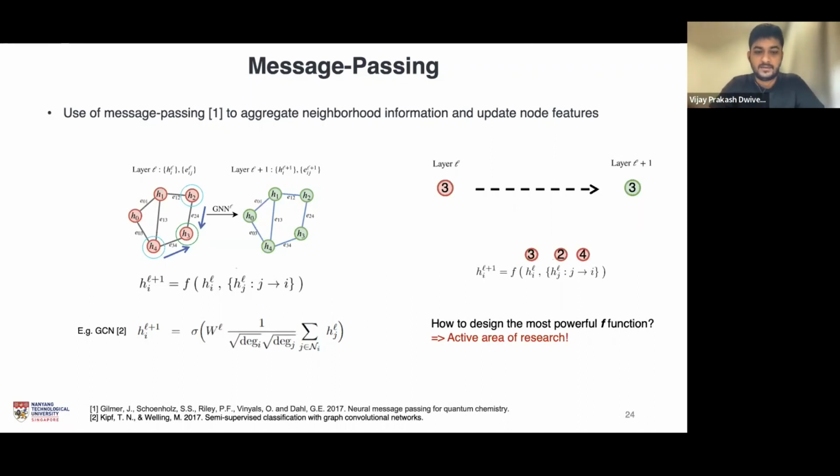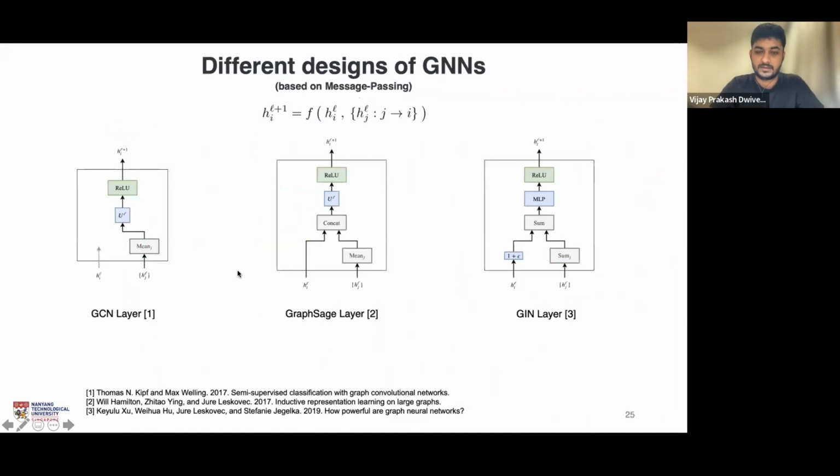passing, and it can be abstracted in a more general way using this equation, which says that we have a function that has certain parameters. In this case, it's W. It takes the input node features and the neighbor features, as a multi-set of neighbor information. There also can be some aggregation function. For example, in this case, it's a summation followed by degree normalization. So this equation represents a message passing based graph neural network.